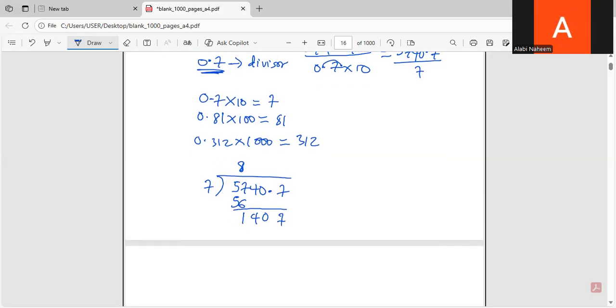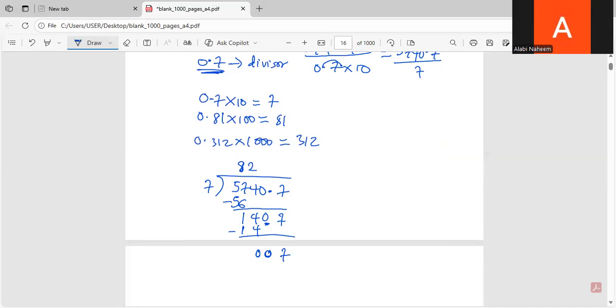7 in 1 now. 1 is less than 7, so you proceed to say 7 in 14. That's 2. So we write 2. 7 times 2, 14. Under the 14 here also, you subtract. 14 minus 14 is 0. Then there's a 0 here before, right? Then you transfer the 0 here, and then the 7, you transfer it here also. Now take note, there's a difference between these two zeros.